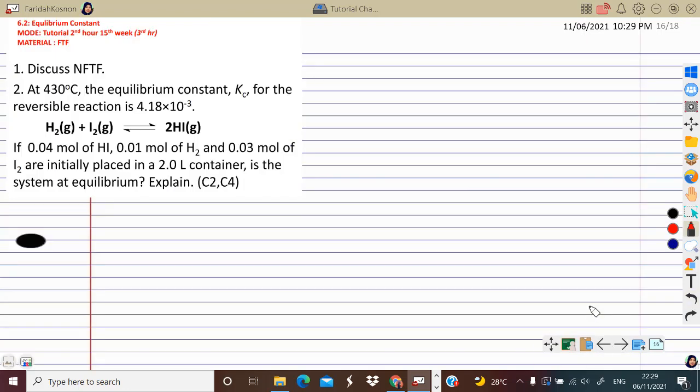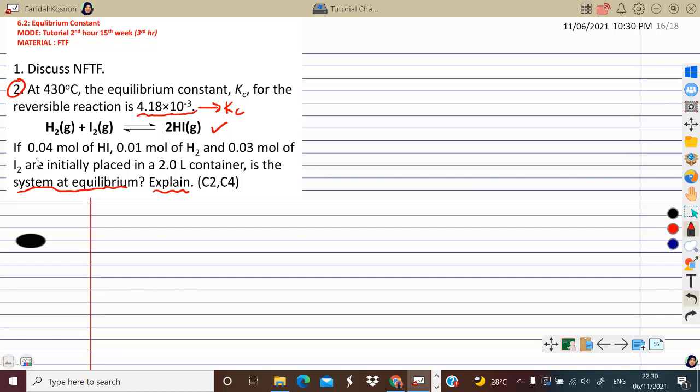Okay, the following question number 2, the question asks you to determine whether the system is at equilibrium or not, and you have to explain. Jadi bila kita nak menentukan sistem itu at equilibrium ataupun tidak, of course kita akan kaitkan Kc and Qc. So read the question first. Okay, kita baca dulu soalan. At 430 degrees Celsius, the equilibrium constant Kc for the reversible reaction is 4.18 times 10 to the power of negative 3. So this one is Kc. And this is the balanced chemical equation.